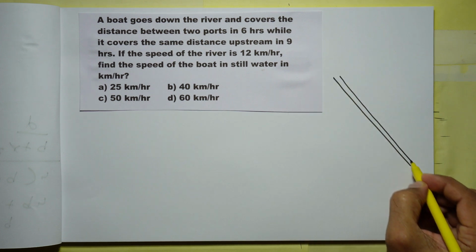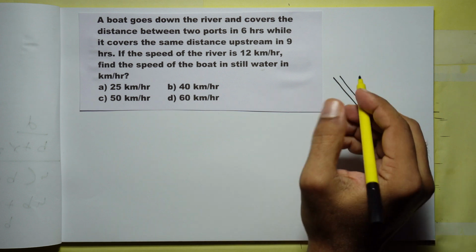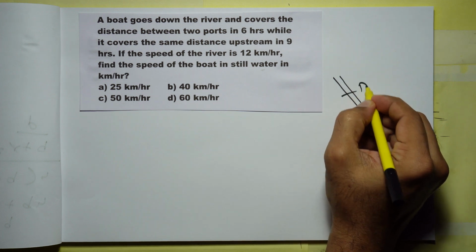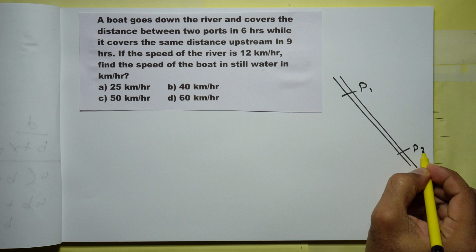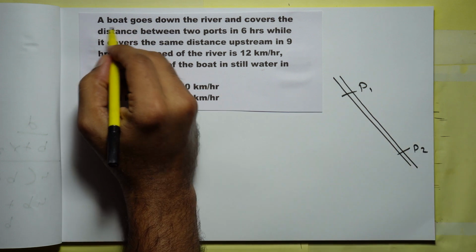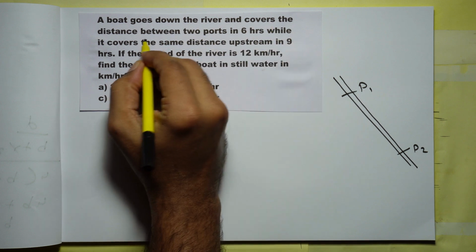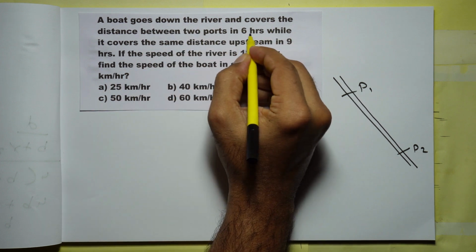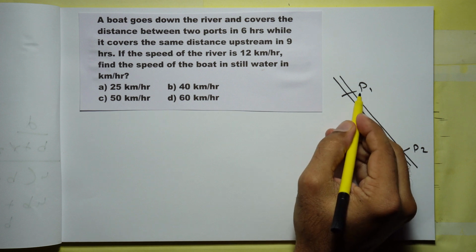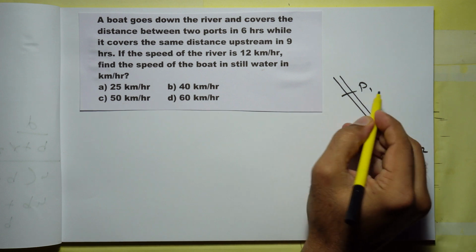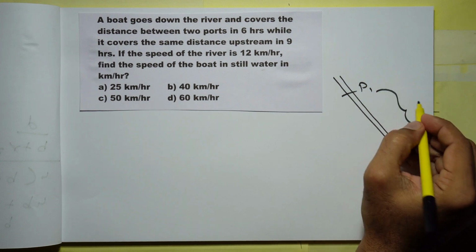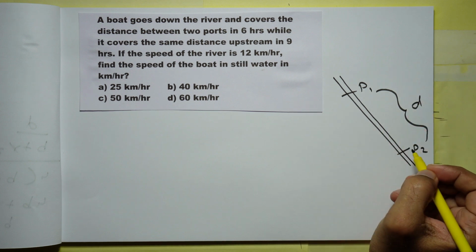Now the river, as you know, it always flows down. And by the side of the river, some ports are there. Let us say port 1, port 2 and so on. Now a boat goes down the river, that is it is downstreaming, and covers the distance between two ports in 6 hours. So whether you are downstreaming or whether you are upstreaming, distance between the ports we can take it as d. Distance is same.